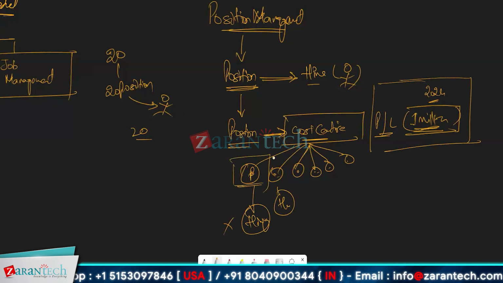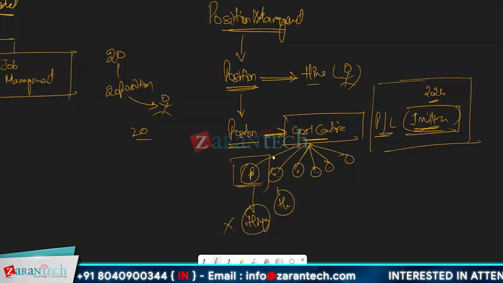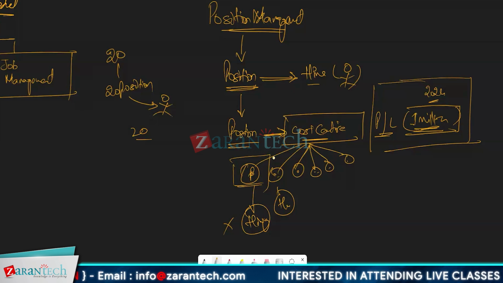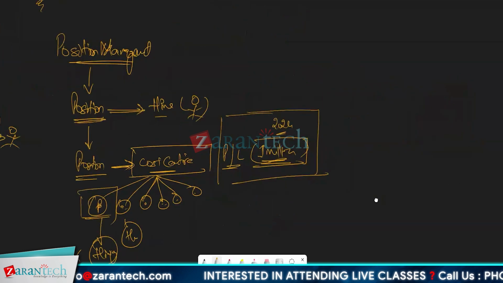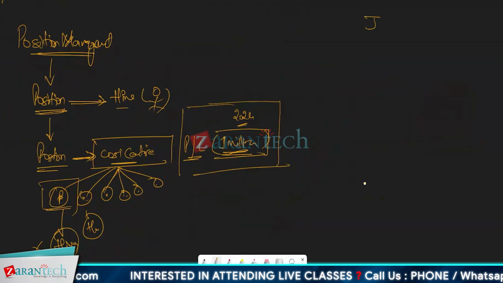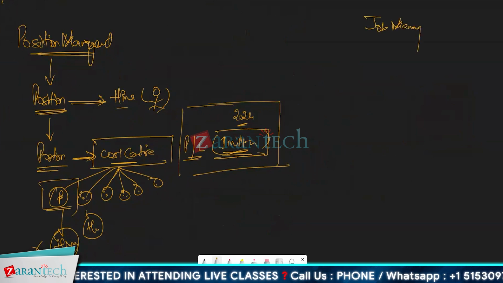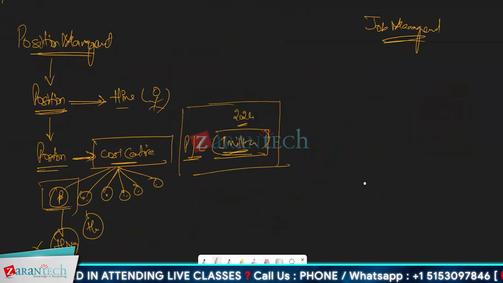So this is one scenario. Now we have another staffing model called job management. In job management, what happens is you don't have to create positions. Basically, you can directly hire an employee into a supervisory org, and Workday will automatically create a position for that particular hire.